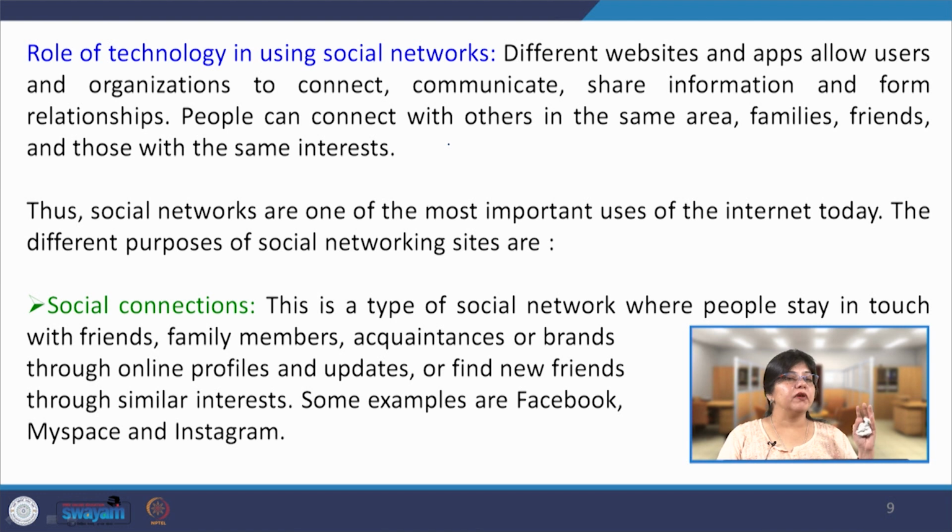So, there are different websites and apps that every user and organizations are connected to. As I mentioned, people are connected to different kinds of technological advancements based on these networks, and how they heal their own problems and the market problems or group level problems based on these technological advancements. So, based on these websites and apps, people tend to connect, they communicate and share information and establish strong relationships with those communities. People connect with others in the same area, families, friends, and that too in the same interest.